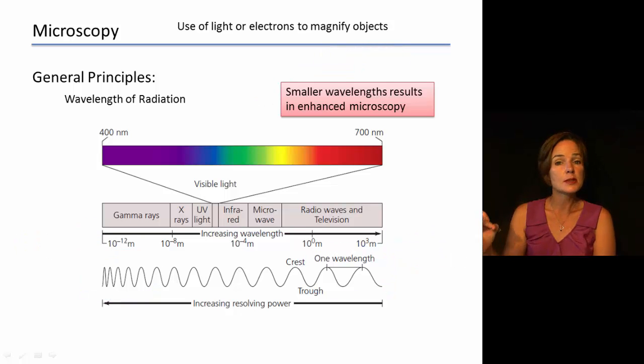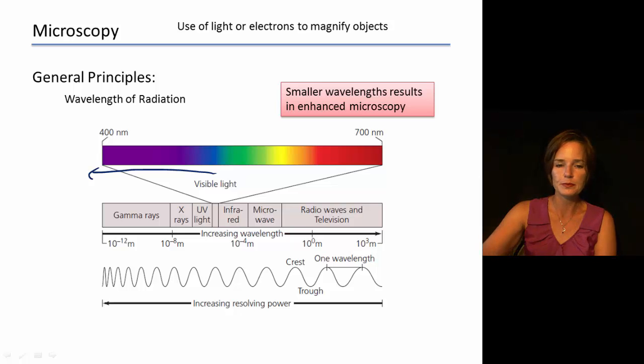So to sum it up, smaller wavelengths are going to result in enhanced microscopy. If we can use things that are smaller wavelengths than what we have with visible light, the results are going to be even better. And we will see that that's really where the usefulness of the electron microscopes comes in.